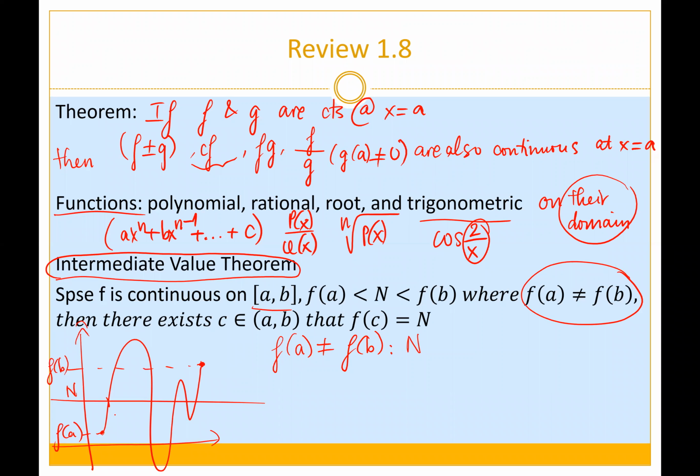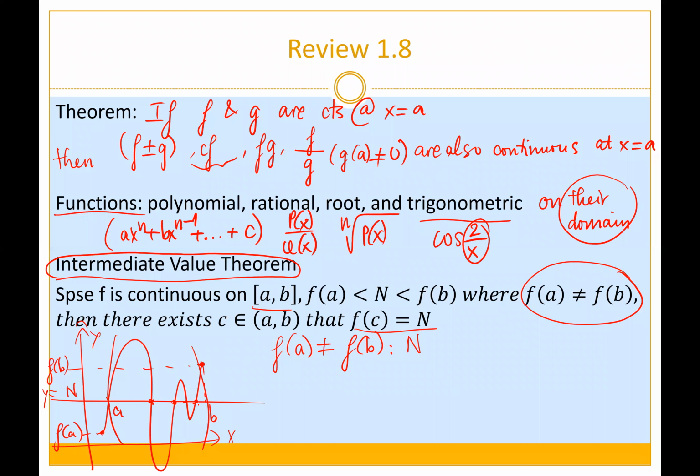that you have f(c) equal to n. Basically, it's saying this line y equals n will cross the graph of f at least once in this interval from a to b. So from a to b, it will cross at least once, and as you can see in this graph, it crosses like 5 times in this interval.